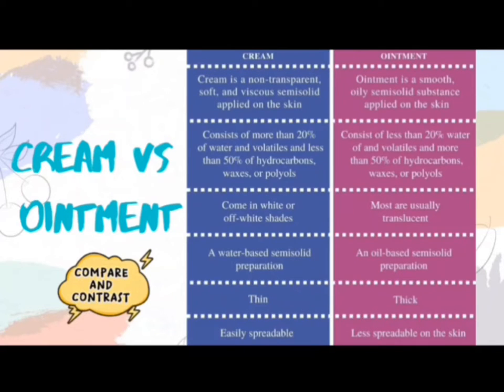or polyols. Color-wise, creams are usually white to off-white in color, but they can also come in different shades such as yellow. Compared to the oil-based preparation of ointments, creams are water-based semi-solid preparations. So when focusing on their viscosity, creams are relatively thinner than ointments, which are usually thick. So this makes creams easier to spread compared to the ointments, which are usually less spreadable on the skin.